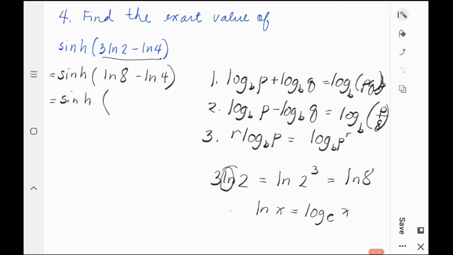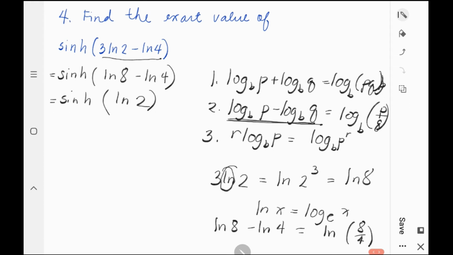You have to use the second property. So, if we have ln 8 minus ln 4, the base of the logarithm is e, so they actually have the same base. Now, this is equal to ln of 8 over 4. What is 8 over 4? It's 2. So this is ln 2.